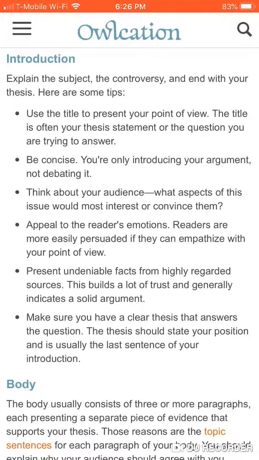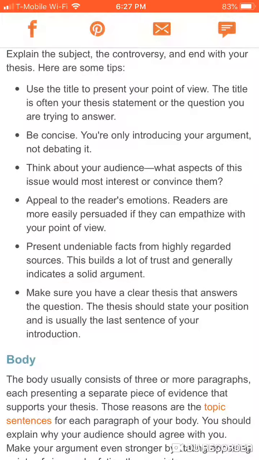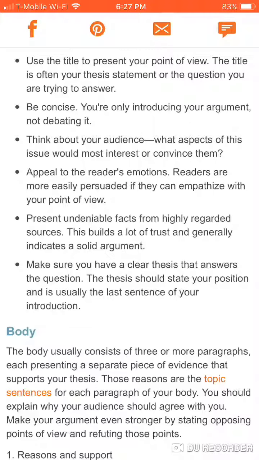Body. The body usually consists of 3 or more paragraphs, each presenting separate pieces of evidence that support your thesis. This is the topic sentence for each paragraph of your body. You should explain why your audience should agree with you. Make your argument even stronger by stating opposing points of view and refuting them.